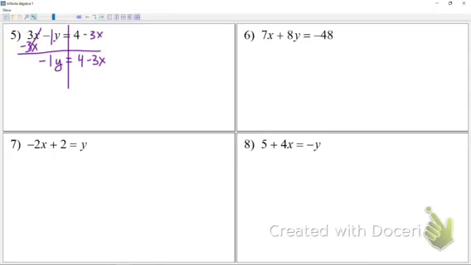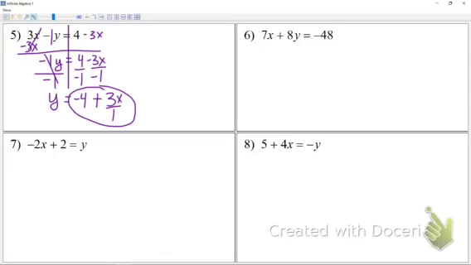Now I've got to get rid of that negative 1, so I'm going to divide by negative 1, divide by negative 1, divide by negative 1. Watch your signs. I end up with y equals negative 4 plus 3x. If you left it as 3 over 1x, that's fine. Rotate these two numbers around. You should have y equals 3x minus 4.